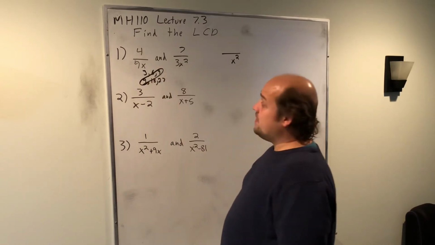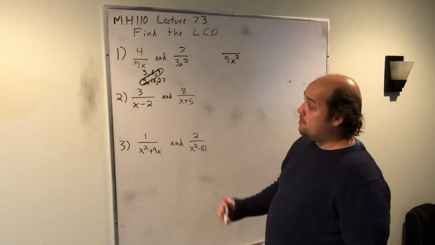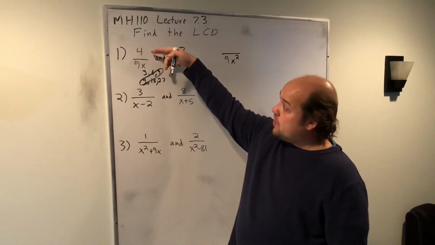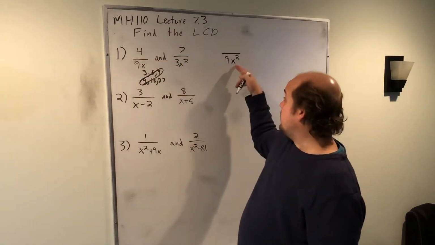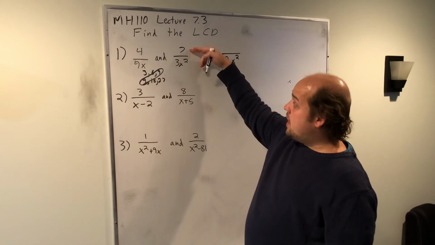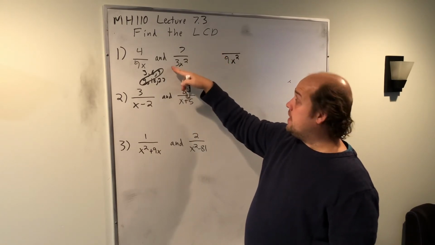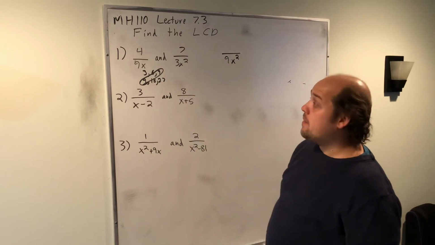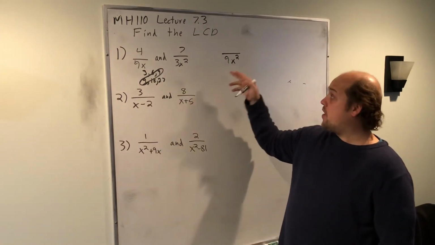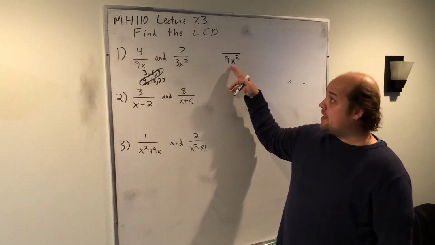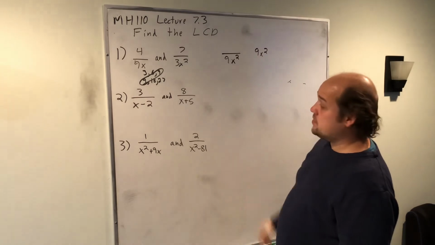I could keep going if I had to, but this is as far as I need to go to see the overlap of 9. If I made this 9x squared on bottom, basically I'd multiply this first fraction by x over x. 9x times x would get me to this 9x squared. I'd multiply the second fraction by 3 over 3. 3 times 3x squared would also get me to 9x squared. So I have a way of converting both of these fractions so that they're over this common denominator. That means the answer to this question is 9x squared.